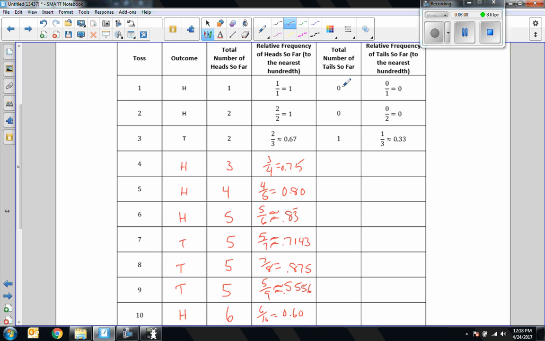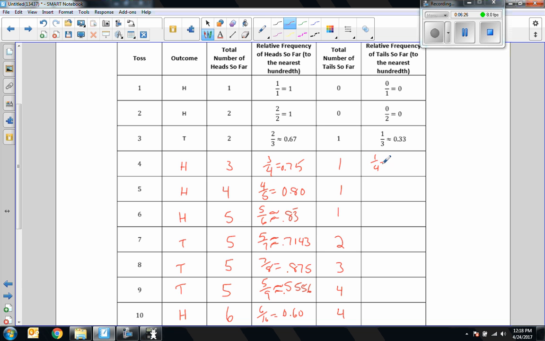So heads came out, so that's 0. Heads 0. There's our first tails, but then heads, so it stays 1. Head stays 1. Head stays 1. Tails goes to 2. Tails goes to 3. Tails goes to 4. Head stays 4. And then we do the fraction 1 over 4.